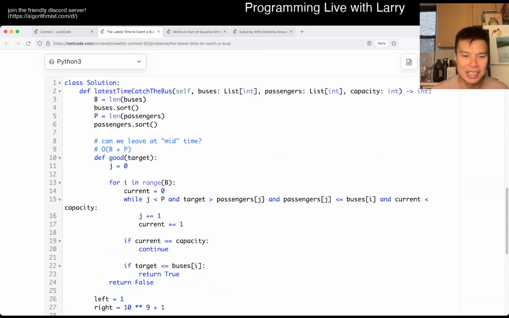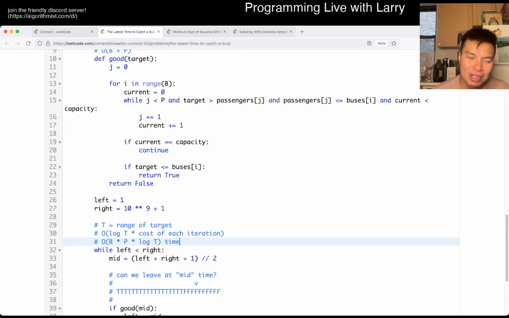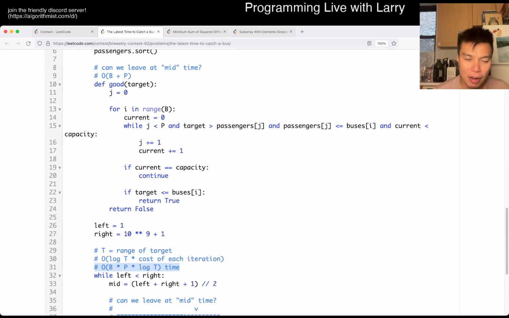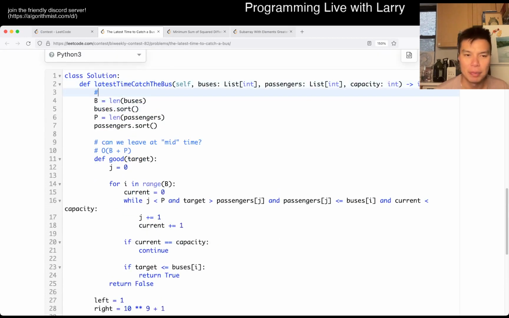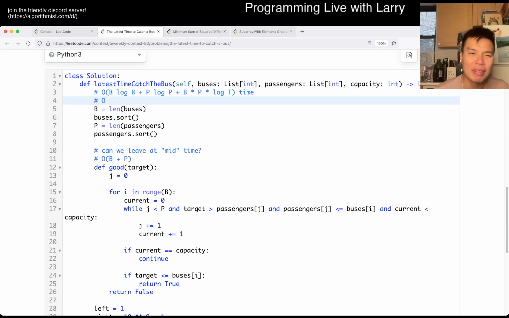Oh, okay, I lied. I actually forgot about the sorting. So this is the cost of the binary search, but of course you have the sorting. So the total complexity is going to be O of B log B for sorting, plus P log P for sorting, plus B times P times log of T. And for space, whenever I sort, I always assume that we make a duplicate. We don't actually, because it's kind of weird to mutate your input, but for competitive, I'm going to do it this way. We sort it, so we use the space, so it's B plus P space.